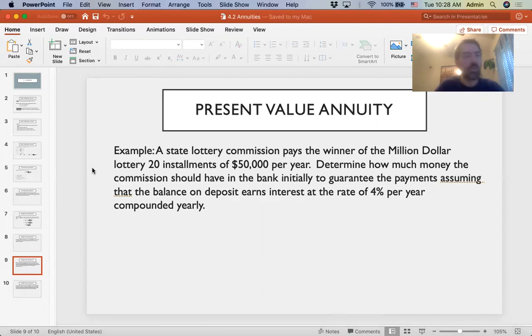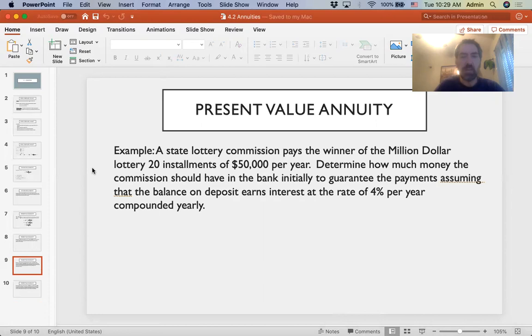I want to show you two more examples of present value annuity just to give you some extra practice, to see more examples of how this is worked out, and some different applications and situations that it can be applied to.